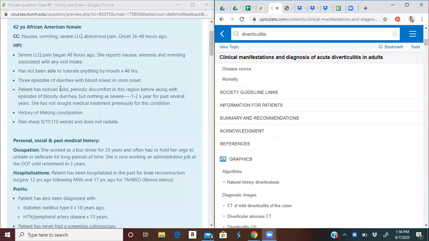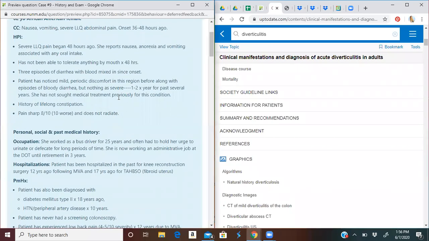Okay, everyone, welcome back. If you all remember, this week's case is a 62-year-old African American female. She presented a lot more acutely with some severe left lower quadrant pain beginning 48 hours ago. You can see here the case just to remind you. She had some nausea and vomiting.